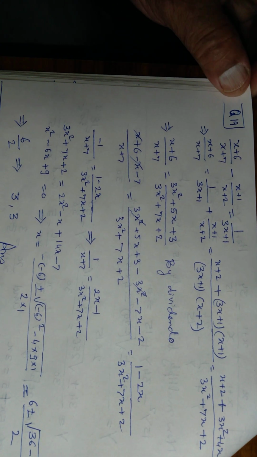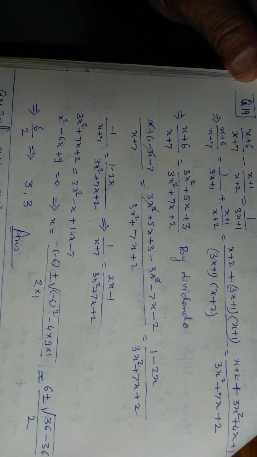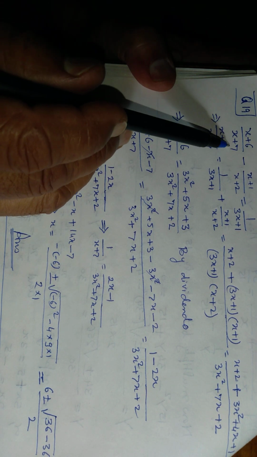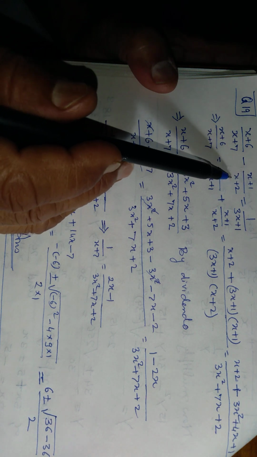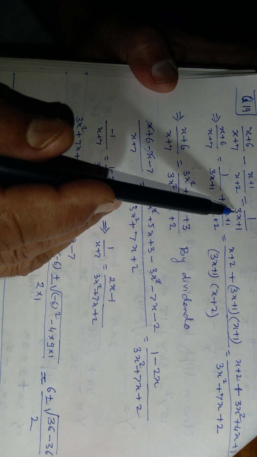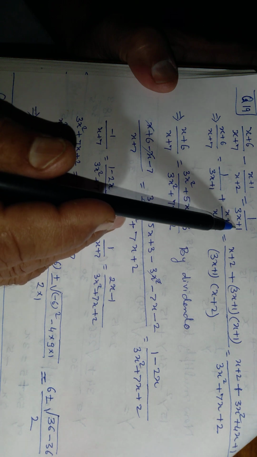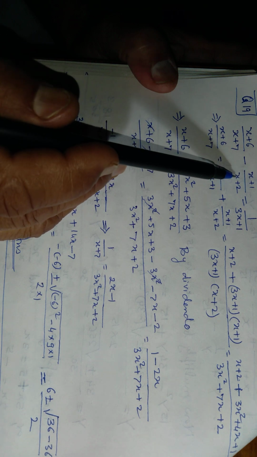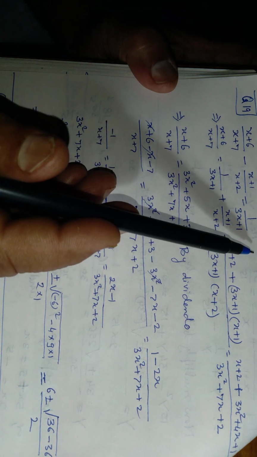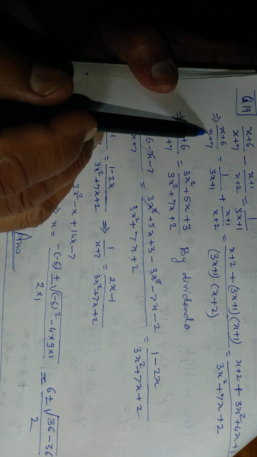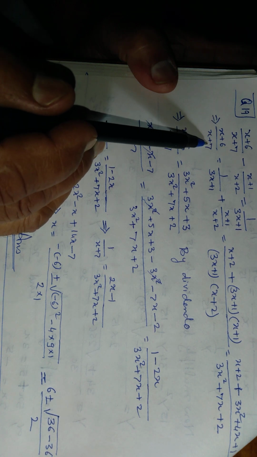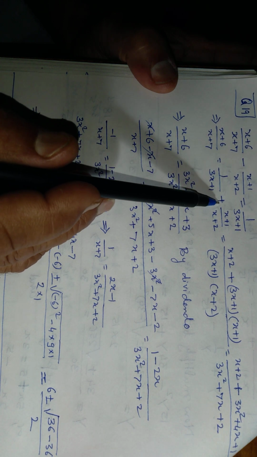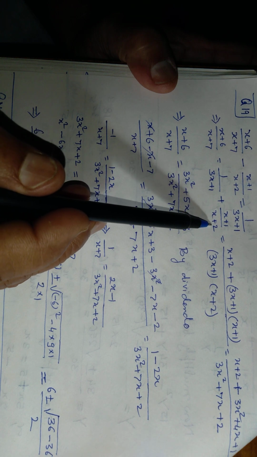Now let us proceed to the next question. x plus 6 upon x plus 7 minus x plus 1 upon x plus 2 is equal to 1 upon 3x plus 1. You see, I have transposed this x plus 1 upon x plus 2 to the right hand side. So x plus 6 upon x plus 7 will be equal to 1 upon 3x plus 1 plus x plus 1 upon x plus 2.